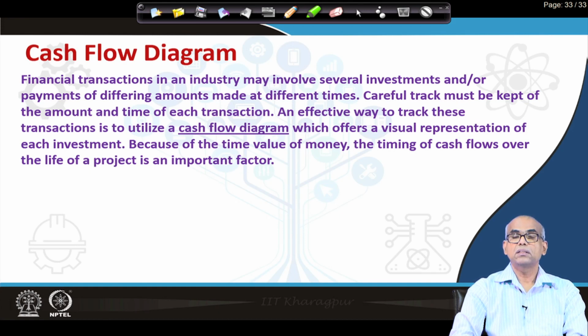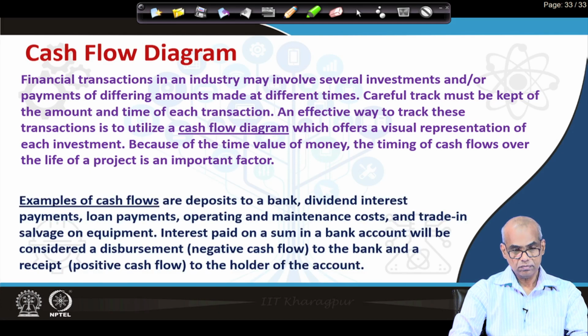Because of the time value of money, the timing of cash flows over the life of a project is an important factor. Examples of cash flows are deposits to a bank, dividend interest payments, loan payments, operating and maintenance costs and trade in salvage on equipment. Interest paid on a sum in a bank account will be considered a disbursement to the bank. So, this is negative cash flow for the bank and a receipt to the holder of the account. So, this is a positive cash flow for the holder of the account.